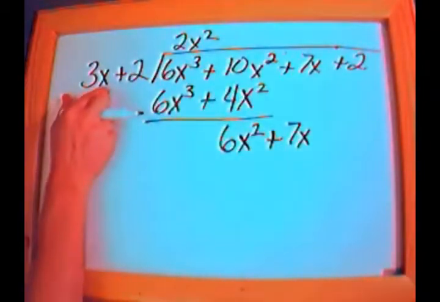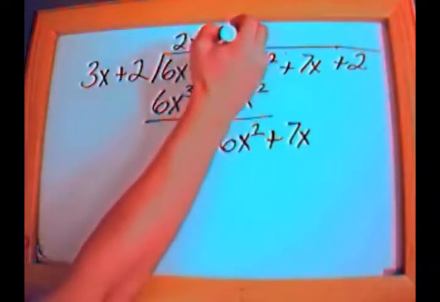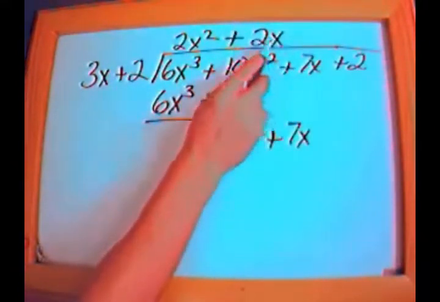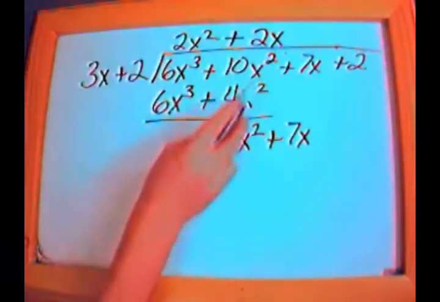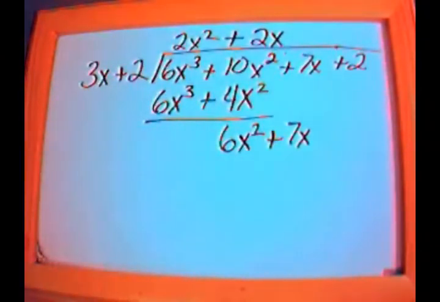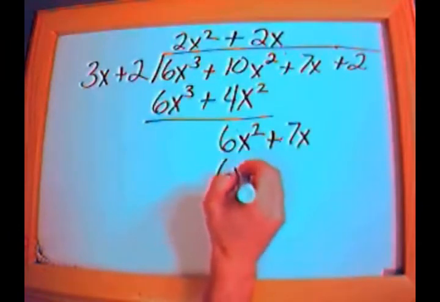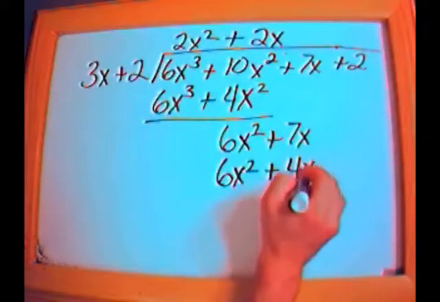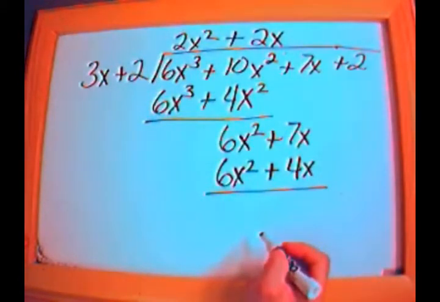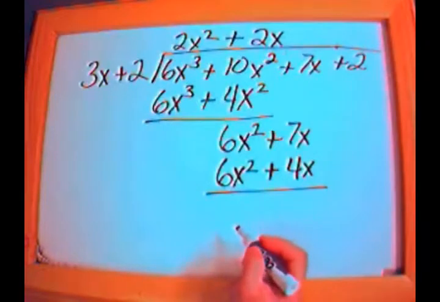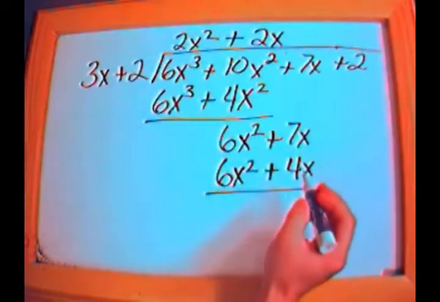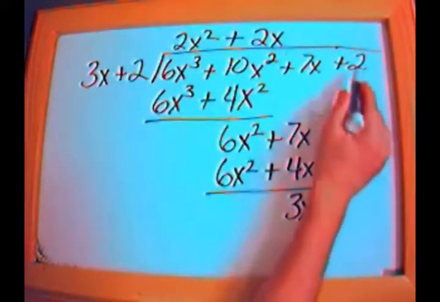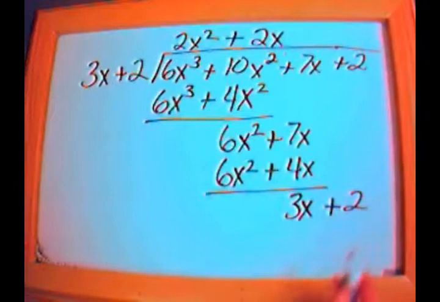Now I'll do the same thing I did before. How many times does 3x go into 6x squared? Well, it goes 2x times. Why? Because 2x times 3x, 2 times 3 is 6, x times x is x squared. So let me go and do that multiplication. That's going to give me 6x squared, and then 2x times 2 gives me 4x. Then I draw a line again. 6x squared minus 6x squared gives me 0, so I'm not going to write that down. 7x minus 4x gives me 3x. And then I've got to carry down my last term, which is a 2.